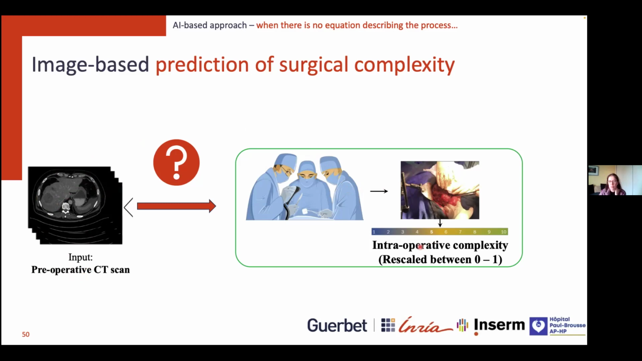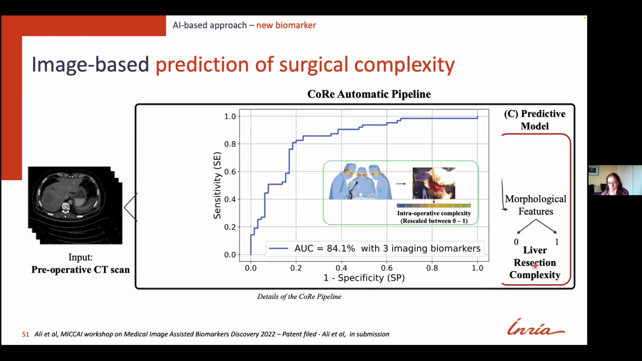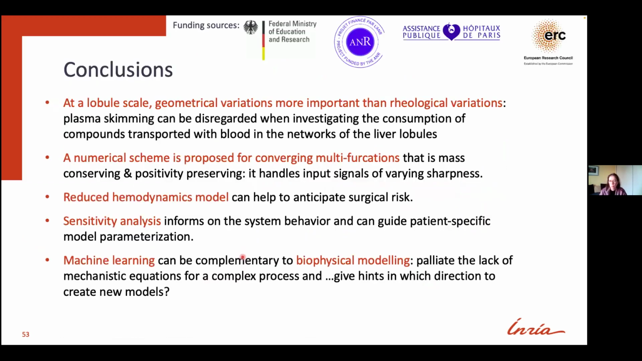So for this kind of question, I think there is no other way than using machine learning. That's why we started to use deep learning methods to automatically segment liver, vessels, and tumors from scans, then extract relevant biomarkers from this segmentation and predict the liver resection complexity. And it works quite well. So I think the future will be to mix these kinds of approaches to be more robust in what we predict.